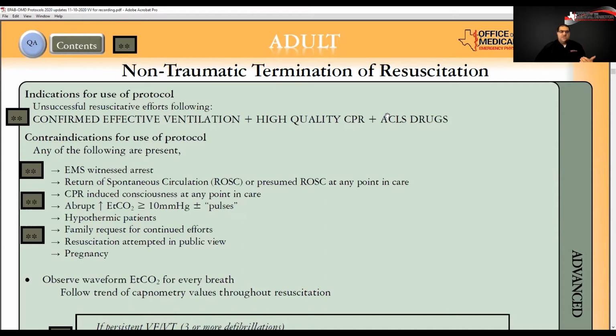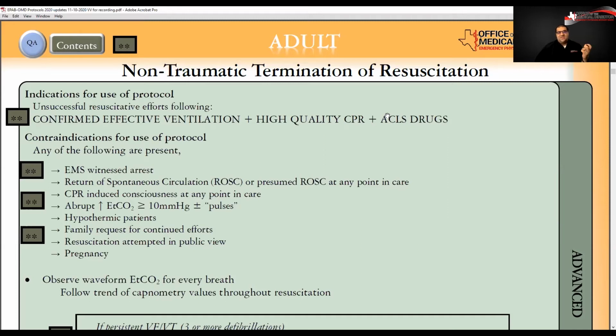So historically, it said advanced airway placement. And I think we all realize that advanced airway placement is not the mainstay here. What we're really trying to get at is that you need effective ventilation, right? You have to show that you are breathing in oxygen and expiring CO2 for a period of time to show that oxygenation and ventilation is occurring. So we've removed the requirement of advanced airway management and said confirmed effective ventilation. That means that you have CO2 coming out with a good either BVM, supraglottic, or endotracheal intubation airway, and that you're ventilating them for a period of time, plus high quality CPR, plus ACLS drugs. Okay, and so those are the big requirements to actually start looking at a termination of resuscitation.